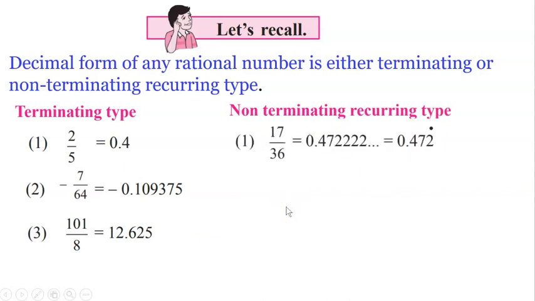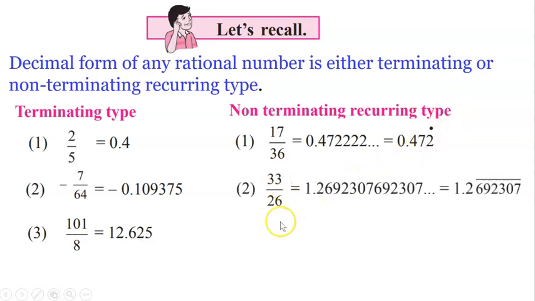In this type of rational number, when we do the division, it is recurring. Okay, that is, here the number 2 is recurring, and hence we will write here 17 upon 36 is equal to 0.472 with a dot raised over it. Okay, these are the non-terminating recurring type rational numbers.